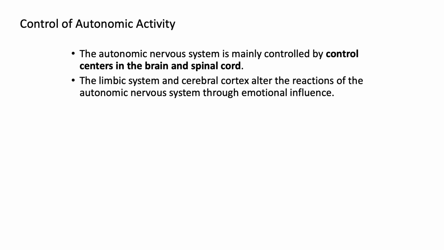The autonomic nervous system itself is controlled by other parts of the brain and spinal cord. For example, hypothalamus and limbic system are the two important areas in the nervous system which regulate autonomic activity.